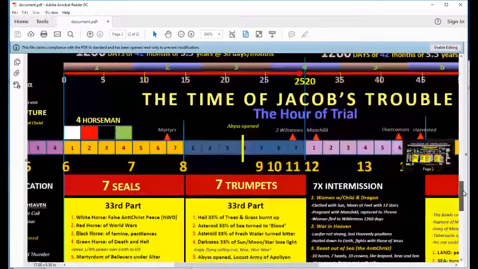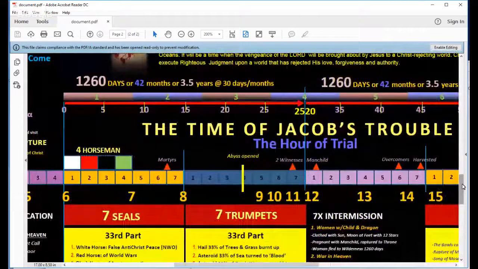But let me go back up here to the trumpets. He has the seals and trumpets as all in the first 3.5 years. It's possible. I think also the seals could be a transition period between the rapture and the actual 7 years.